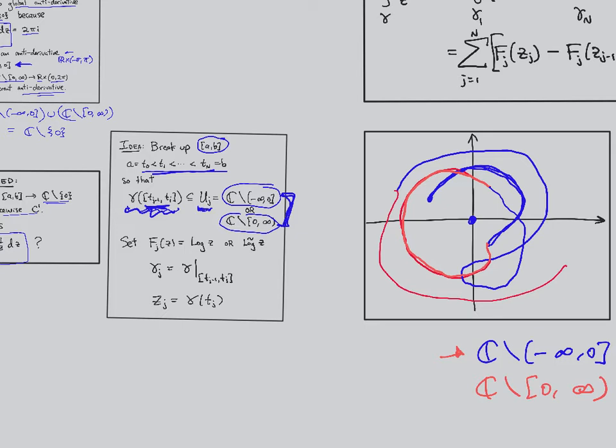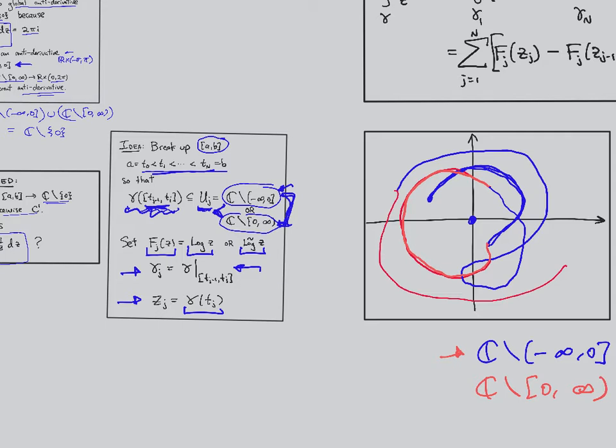And so I'll just say uj is my choice of whichever works for my tiny subinterval, and then I'll declare that capital Fj is log z in the first case or log tilde of z in the second case. I just need an antiderivative on these sets. And here's just some extra notation. Gamma j is this restriction to this interval, and zj is gamma of tj.